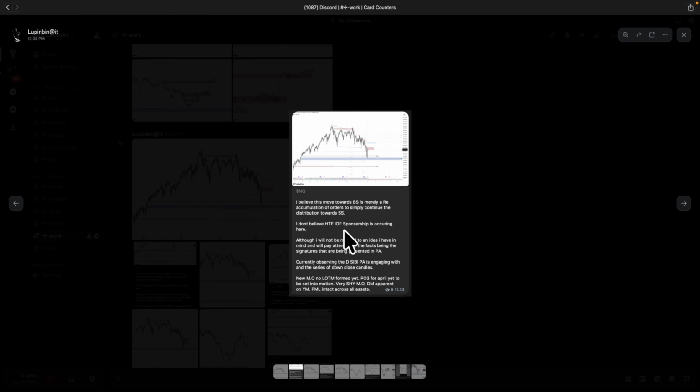So I was saying that I didn't believe higher time frame institutional sponsorship was occurring here, but I would not be married to an idea that I have in mind, and I will pay attention to the facts, being the signatures that are being presented in price action.